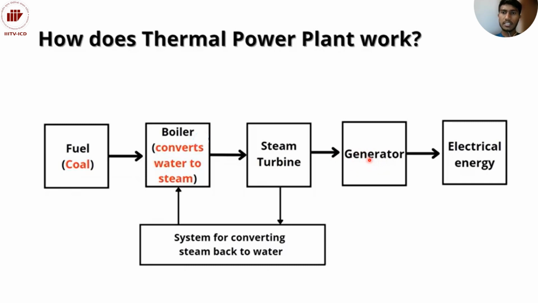After this, it slowly starts producing electrical energy, and this electrical energy is stored in the powerhouse. Finally, after this completion, there is one more thing: there is a system for the steam that converts steam back to water, because this steam, while evaporating, converts to water. This water is again sent to the boiler to be converted into steam.